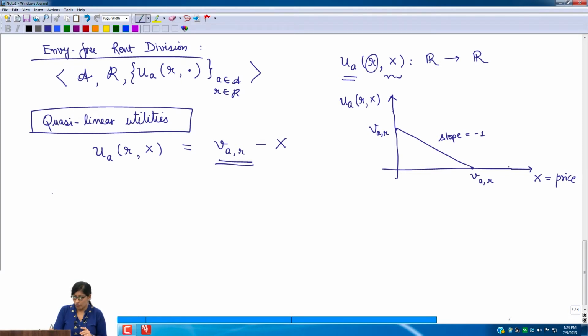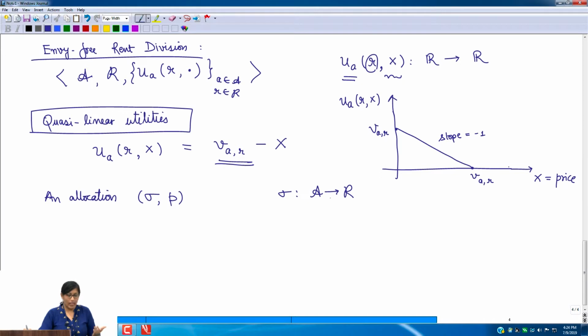So again, just to reiterate the definition of envy-free rent division, I say that an allocation (sigma, p), where remember sigma is a matching or a bijection from the set of agents to the set of rooms R, and I am assuming this number is n: you have exactly the same number of rooms as the number of agents.